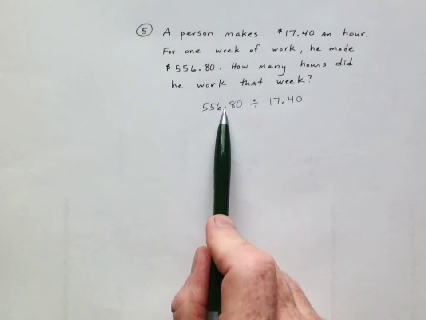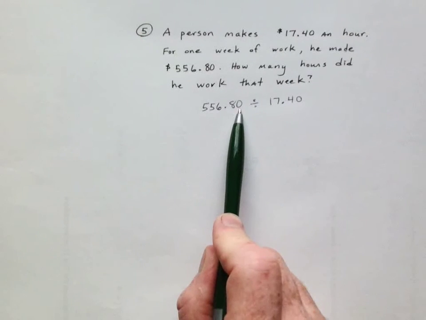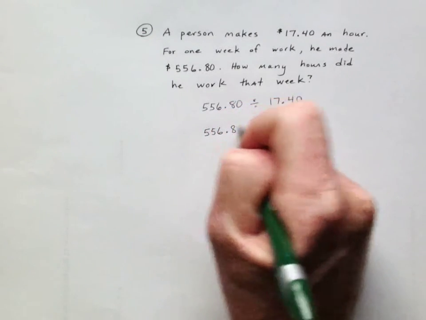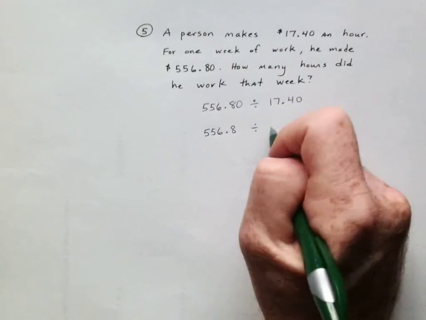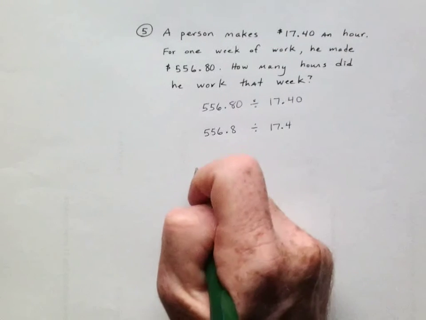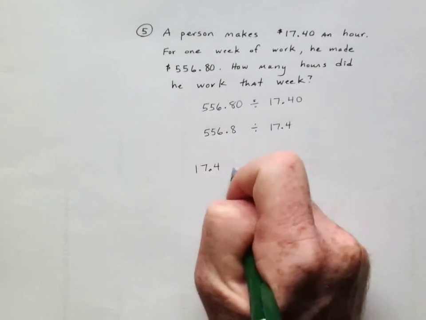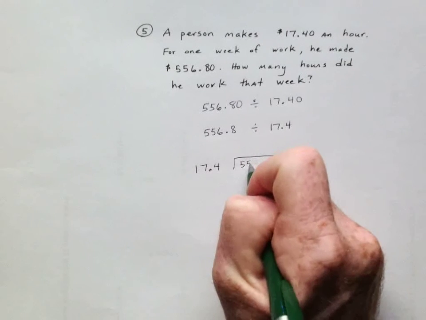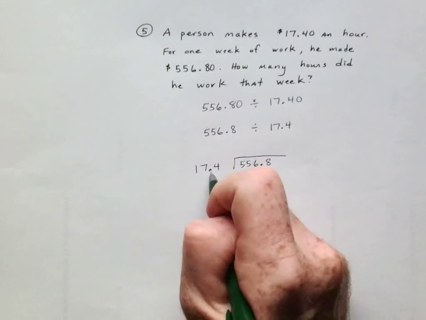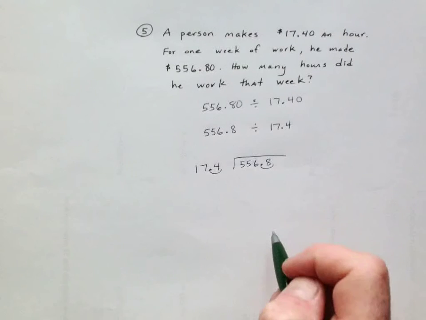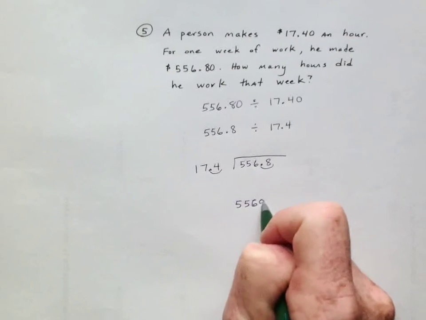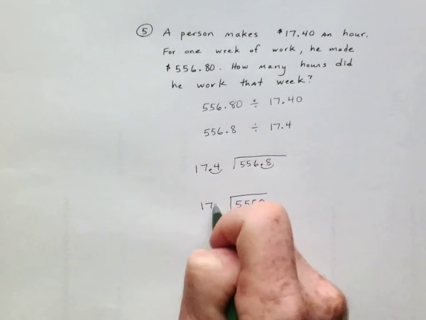Well, when you have a decimal and there's a 0 at the end, it actually does not contribute anything to the problem. So actually I could rewrite this one as 556.8 divided by, and I could do the same thing on this one and just use 17.4. That'll simplify things a little bit. And then divide, so 17.4 divided into 556.8. And I want this to be a whole number, so I'm going to have to move the decimal over by 1, which means I'll have to move this decimal over by 1. So finally, when we get down to the math, it is 5568 that's getting divided by 174.